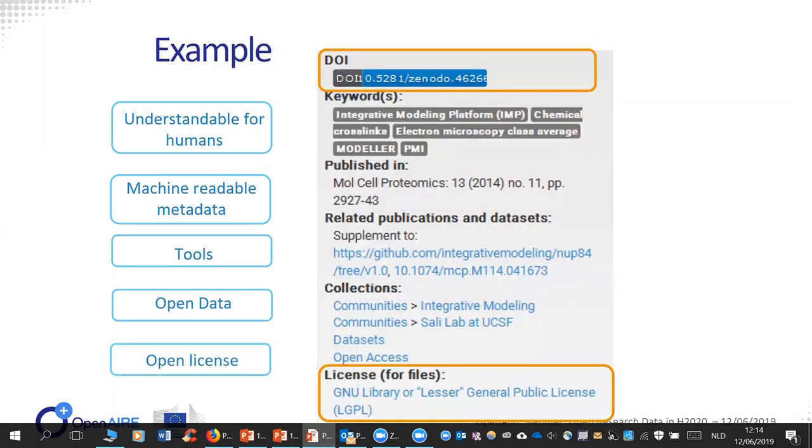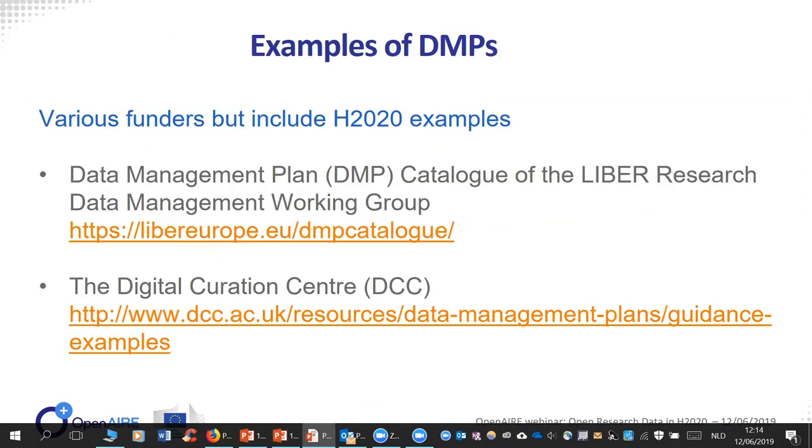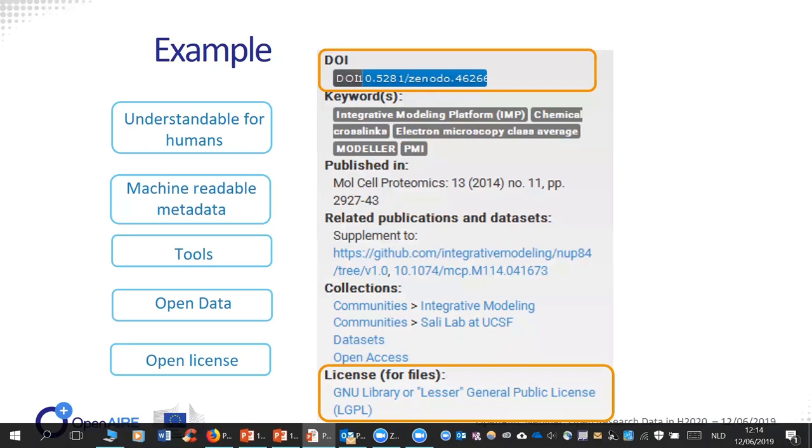Another thing that this repository, Zenodo, can provide for you is a DOI. This is a unique code which makes your data uniquely identifiable, also something that will come back in data management planning. And as you can see here, a license is attached to the data, so you do not have to go back to the author to ask what you can do with the data. And of course, here you can also find keywords, which will help your data be findable. So this is a good example of what it means to have your data uploaded in a FAIR way: findable, accessible, interoperable, and reusable.